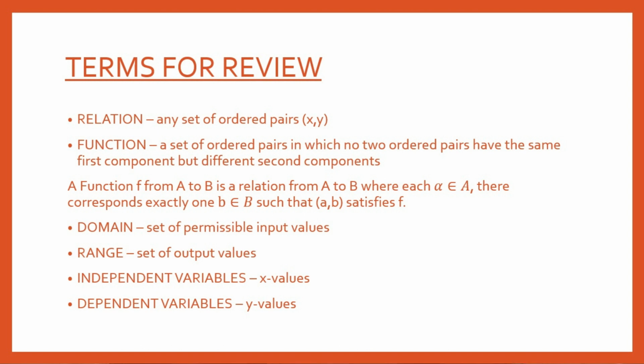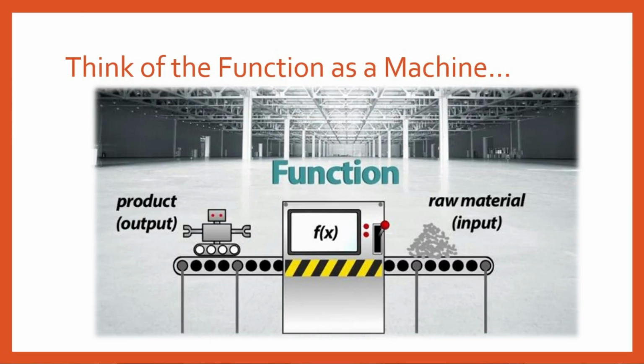Any set of permissible input values is what we call a domain. Any set of output values is called a range. X values collectively are what we call independent variables, and Y values collectively are known as dependent variables. Think of the function as a machine. A machine, or what we call function f of x, when we place raw materials, also known as inputs, can produce products or outputs.